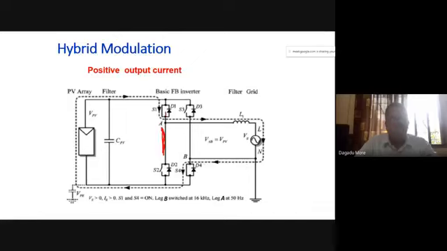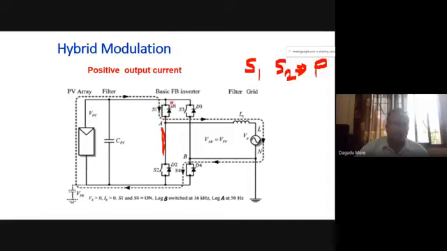We are operating the switches S1 and S2, S1 and S2, at a power frequency. Let us assume I will write it as power frequency P. So S1 and S2 will operate at the power frequency, whereas S3 and S4 will operate at a switching frequency.